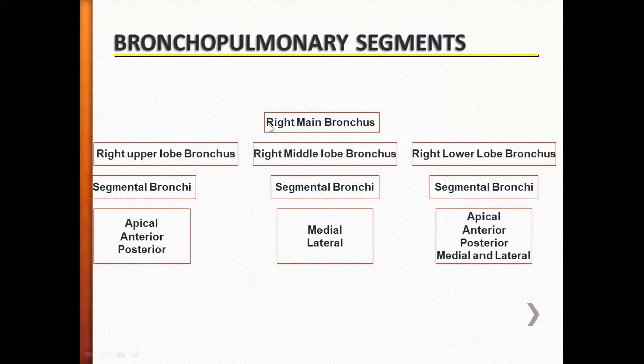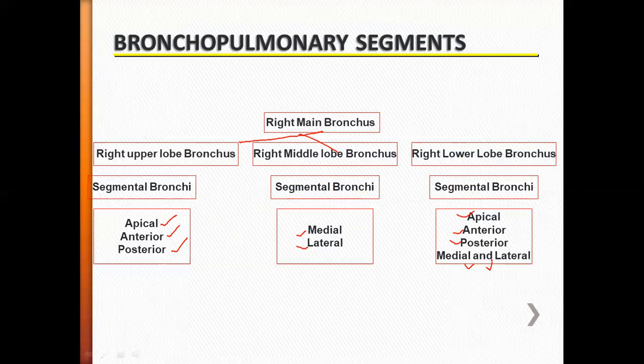So I have put it in a flow chart now. The right main bronchus is divided into the right upper lobe, middle lobe, and lower lobe. Now everything is going to have segmental bronchi. In the upper lobe, we have the apical, anterior, posterior. In the middle lobe, we have medial and lateral. In the lower lobe, we have apical, anterior, posterior, medial, and lateral.